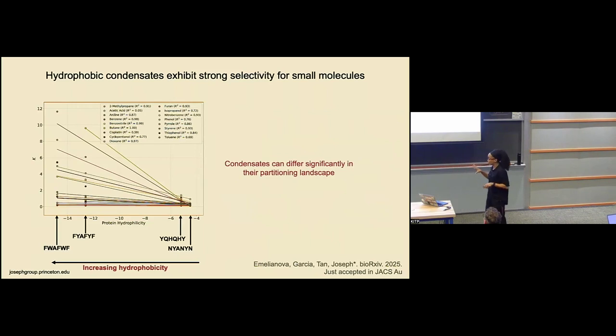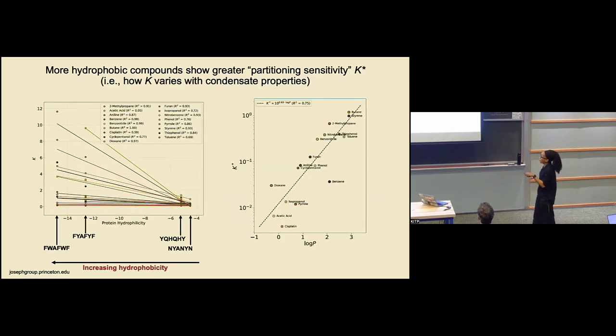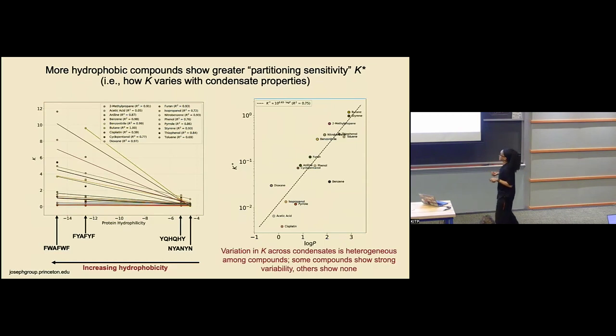And so it's not just the condensates that are selecting for the small molecules, but there is some sort of sensitivity that the small molecules have to the condensate environment. And we can quantify that. So if we take these slopes and we quantify that, we call this partitioning sensitivity. If we plot that against the log P of the compounds, we find that high log P compounds tend to have a greater partitioning sensitivity. So variation in partitioning is heterogeneous among the compounds.